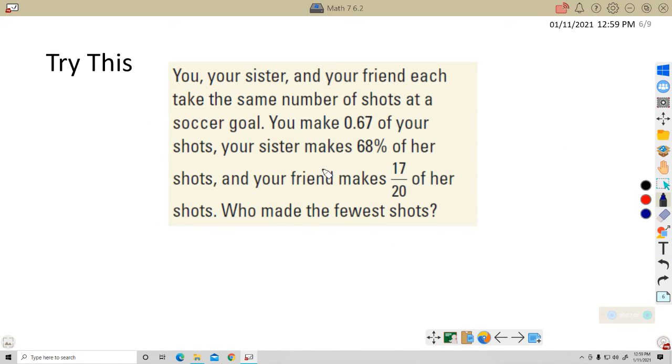Okay. Try this one. It's really the same problem, right? Soccer goals. But you have, again, 3 different formats for this number. You have 0.67, 67 hundredths, 68%, or 17 out of 20. Hopefully by now you can see these two and know which one is going to be fewer between these two. But this one here is the one you really have to consider.